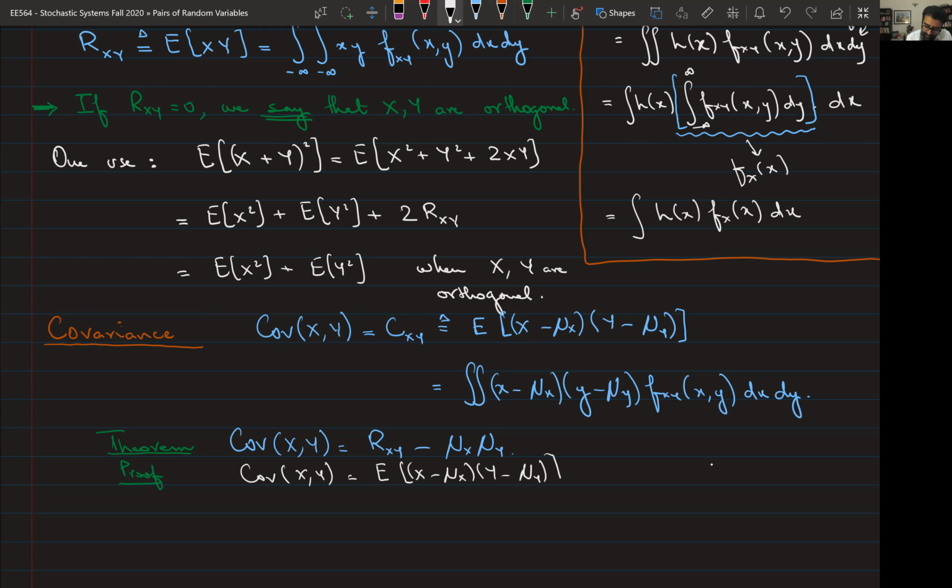Right, so I just expand this product. This is the expected value. I'm going to get 4 terms: xy plus the product of the two means, minus mu x times y, minus mu y times x. And then I know that expectation is a linear operator that can go inside the summation. So this is Rxy, plus the product of the means mu x mu y. And then this is minus mu x times the expected value of y, and minus mu y times the expected value of x.